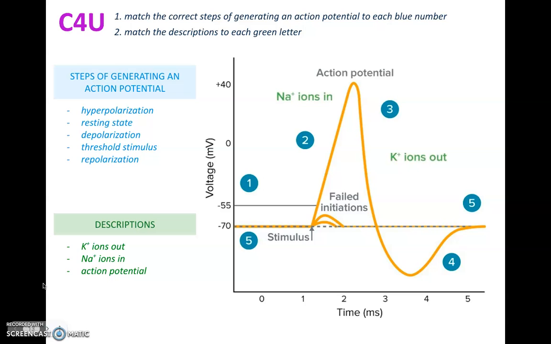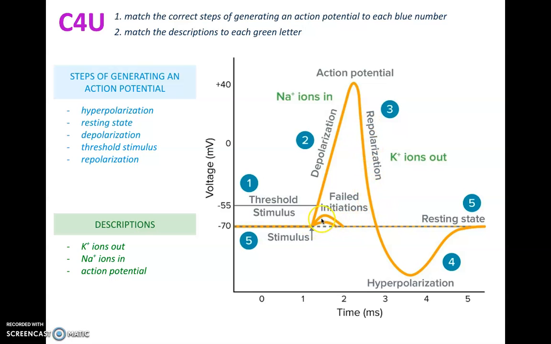Okay, so here are descriptions showing where sodium ions are heading into the cell, so we're heading into the axon, and at this point on the opposite side of the graph, potassium ions are heading out. Step 1 is the threshold stimulus. Remember I told you it's an all or nothing thing. So you have to reach that threshold stimulus in order for this whole thing to occur.